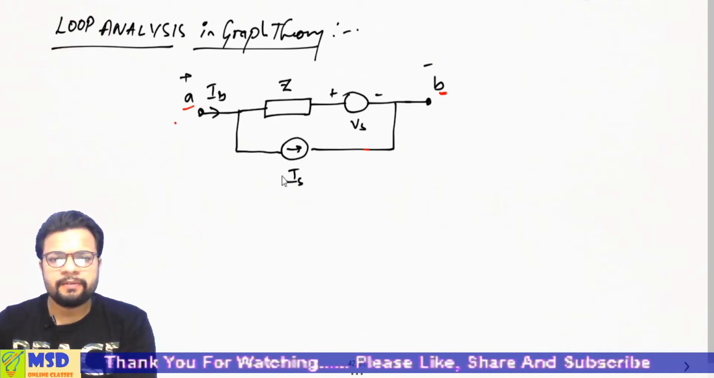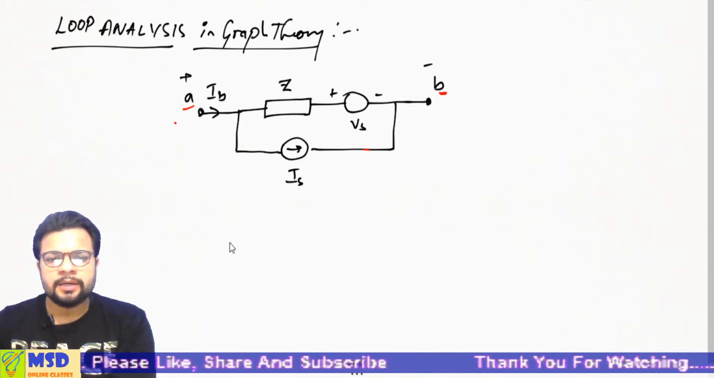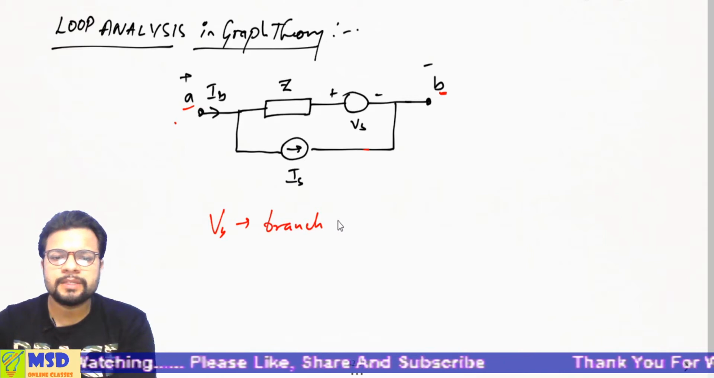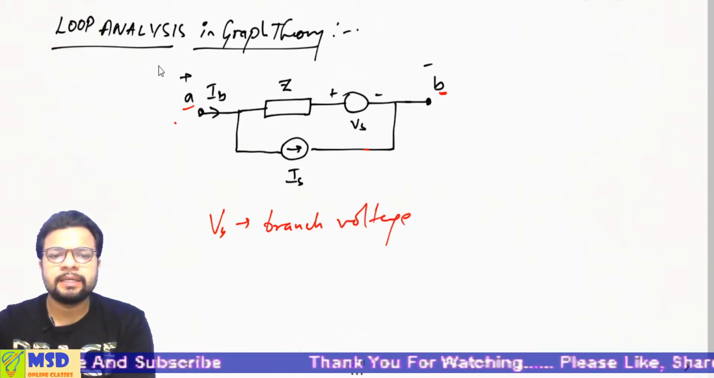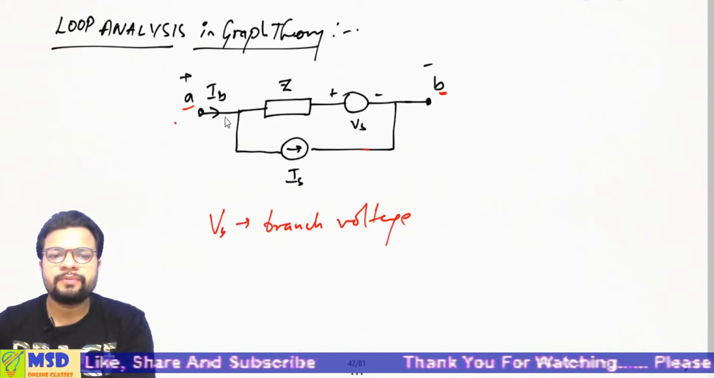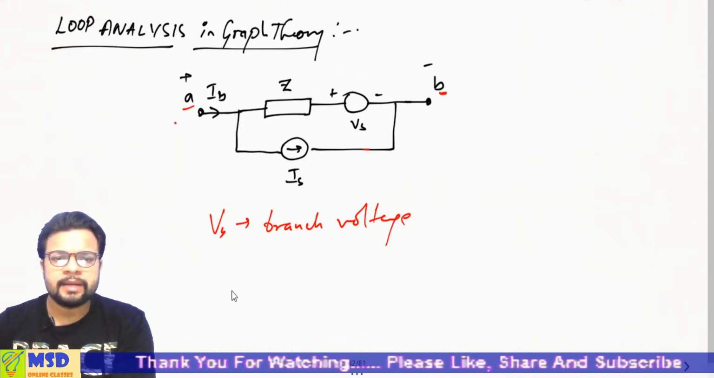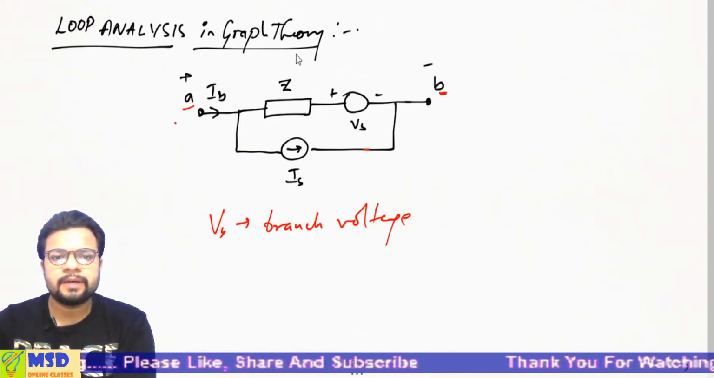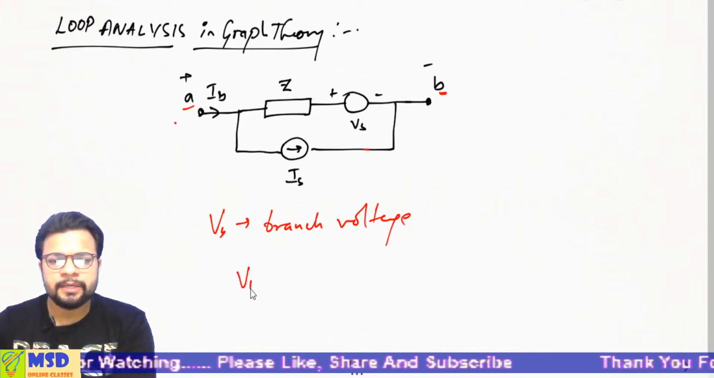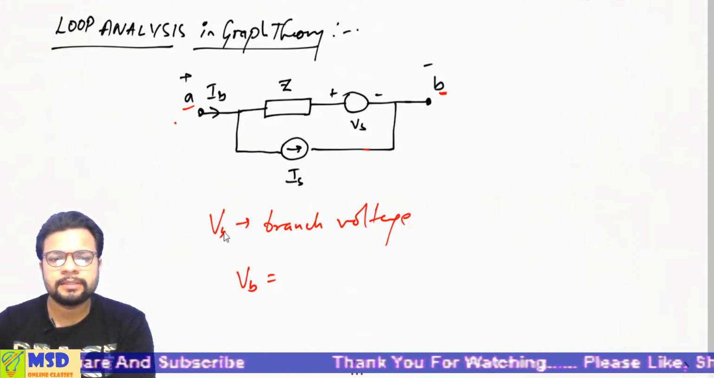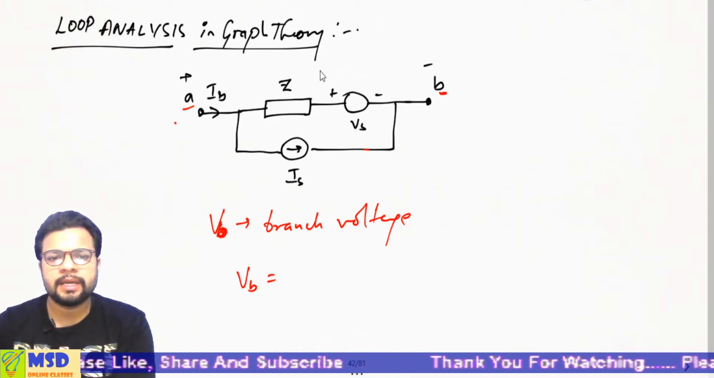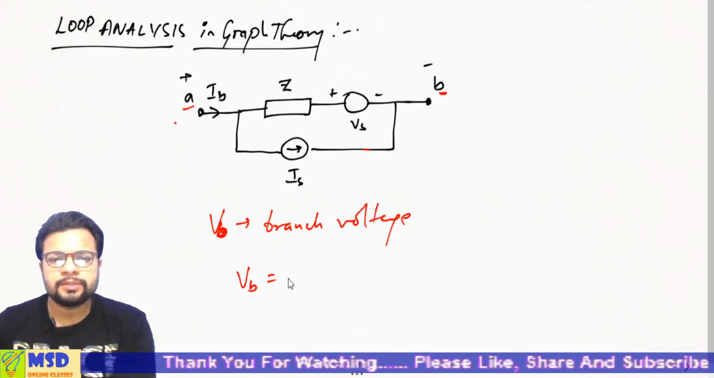Now we can write KVL in this. Applying KVL, if I say VB is the branch voltage, and I have assumed the polarity, this end is positive with respect to this end, therefore I have assumed current to be flowing in this direction. Now I can write KVL in this loop. If I apply KVL, then I can write VB equals to, now VB here is the branch voltage, that is the potential across A, B. So VB is equals to what?